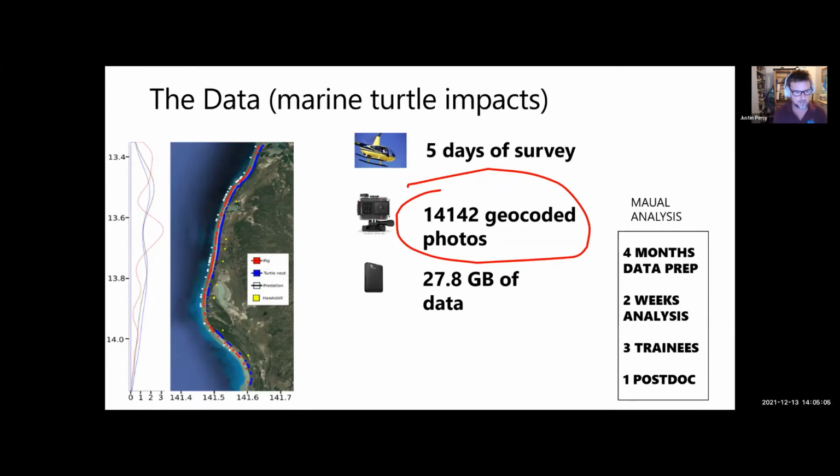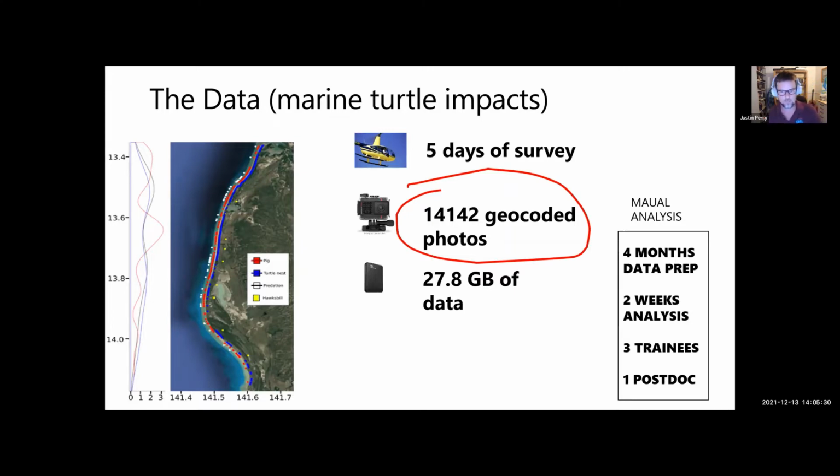We did that manually to begin with, like everyone else. And that took 4 months of data preparation, 2 weeks of analysis, and that was done by 3 trainees and 1 postdoc. So as a useful management method, it doesn't really stack up. You'd need so much time and energy to actually make any sense of that data that you may as well go out there and record things on the ground or spend your money another way.